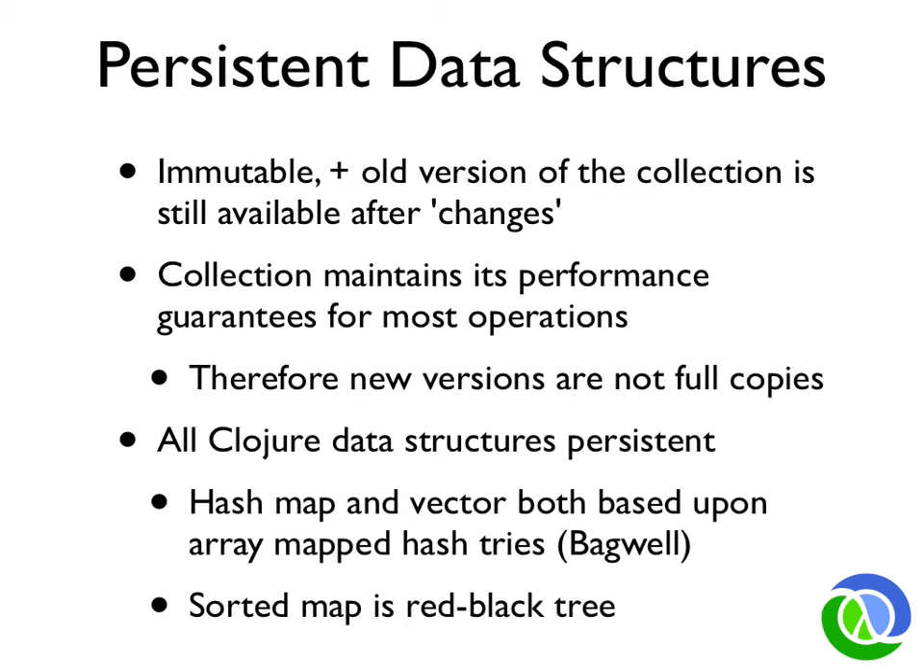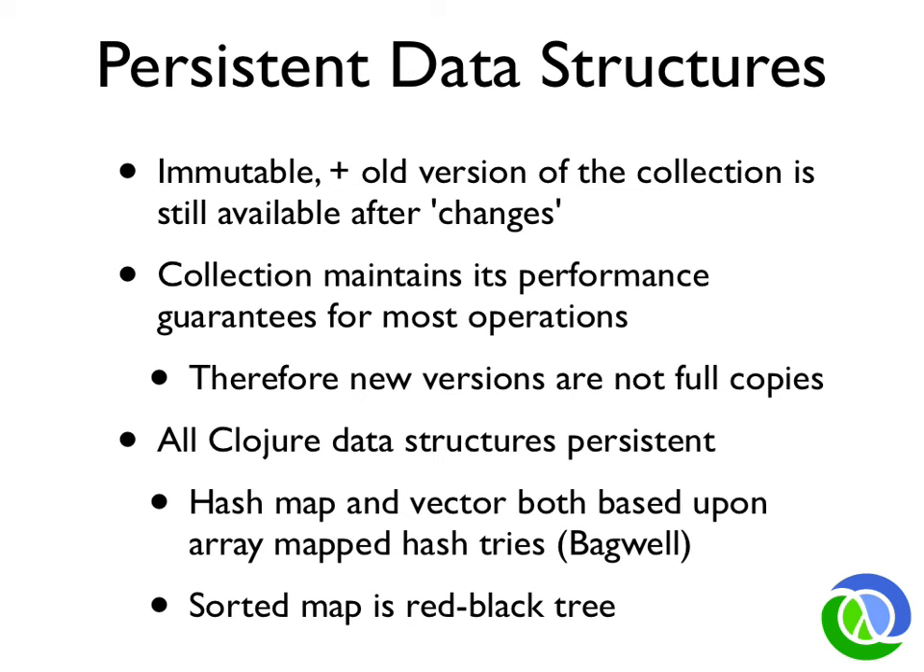So there's something called persistent data structures, and here the word persistence has nothing to do with databases. A lot of times people hear the word persistent, they think we're storing something on disk. That's not this notion of persistence. This notion of persistence is this: the collection is immutable. When you produce a new version of the collection, the old one is still available. And when you do that, all the performance guarantees of the operations implied by that collection type are still true of the new version and the old version, right?